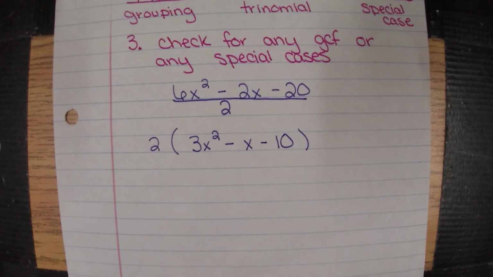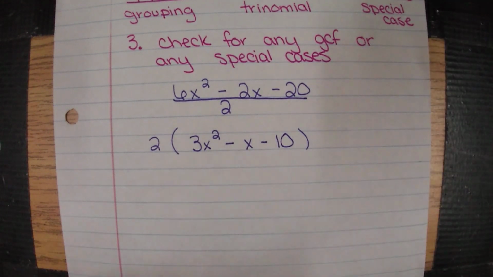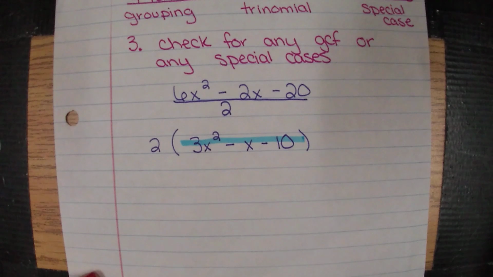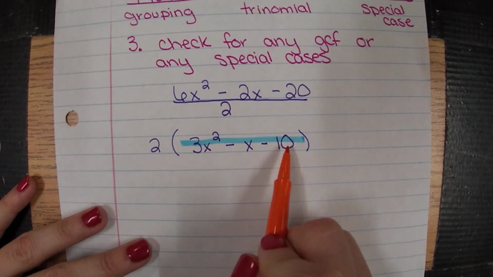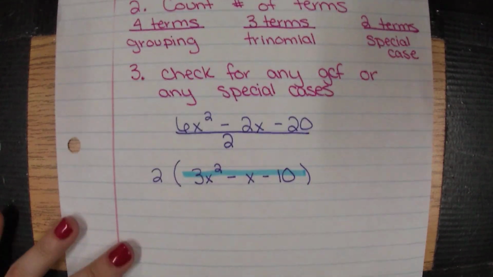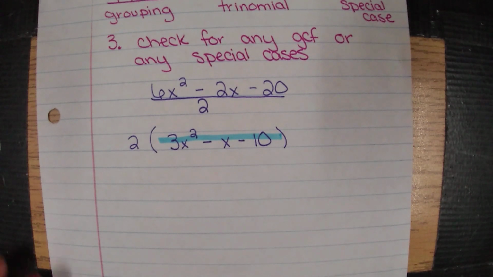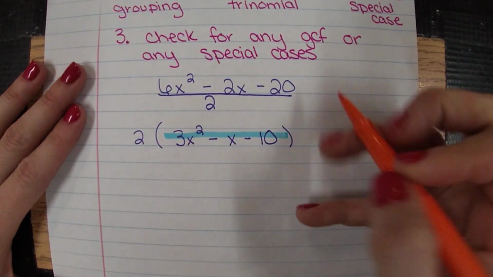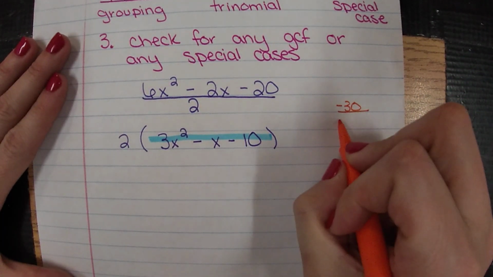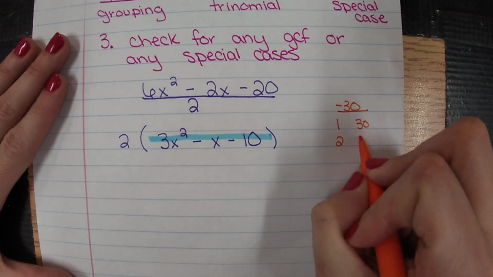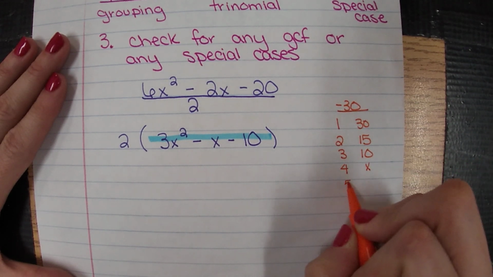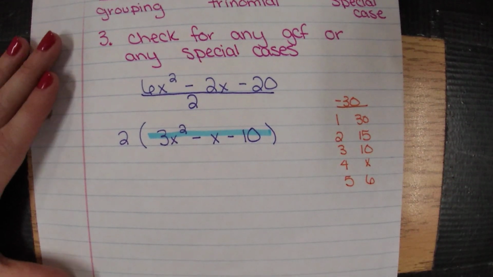Then we're going to look inside the parentheses. So now I'm changing my focus. I'm looking here. I'm going to count the number of terms. So this is 1, 2, 3 terms. So 3 terms is telling me to check and see if there's a trinomial I can factor. So to factor a trinomial, we're doing A times C. So 3 times negative 10 is negative 30. So let's start listing our multiples to see. So 1 and 30, 2 and 15, 3 and 10, 4 and nothing, 5 and 6.